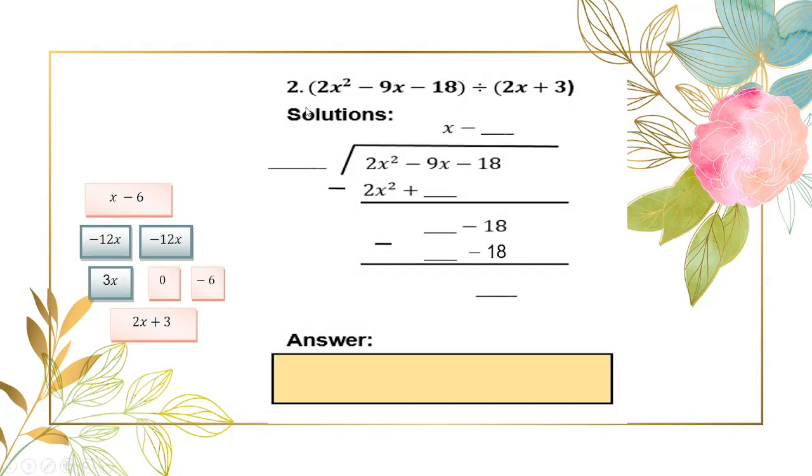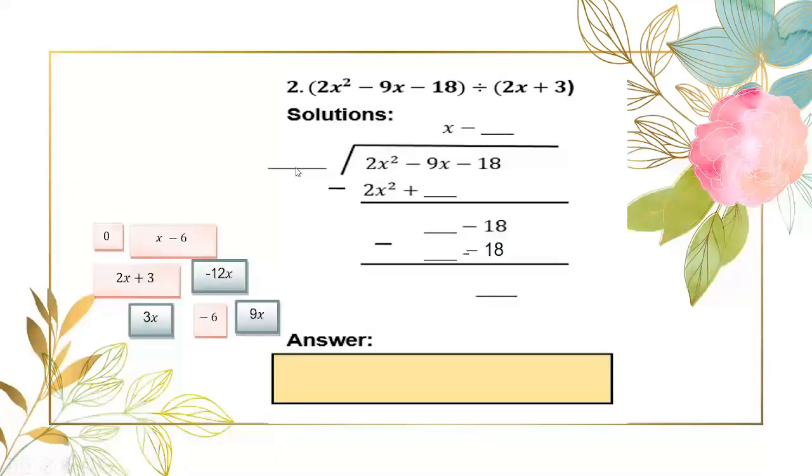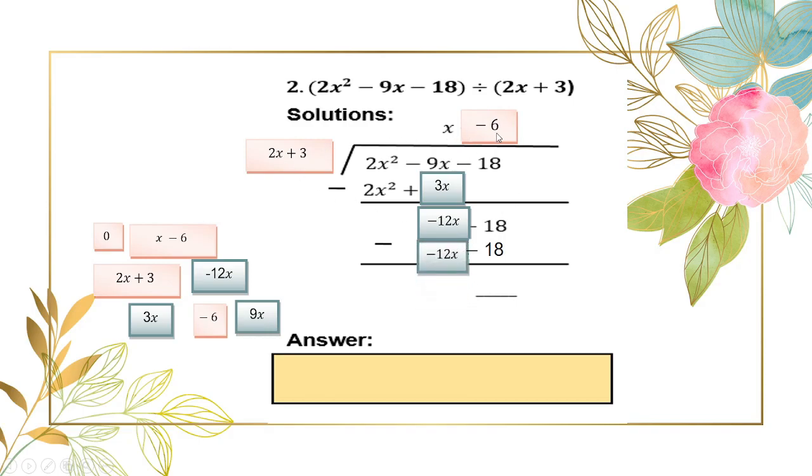Moving on, 2x squared minus 9x minus 18 divided by, so what will happen here? This will become 2x plus 3. 2x squared divided by 2x is x. X times 2x is 2x squared. X times 3 is 3x. Negative 9 minus 3x is negative 12x. Negative 12x divided by 2x is negative 6. Negative 6 times 2x is negative 12x. Negative 6 times 3 is negative 18.